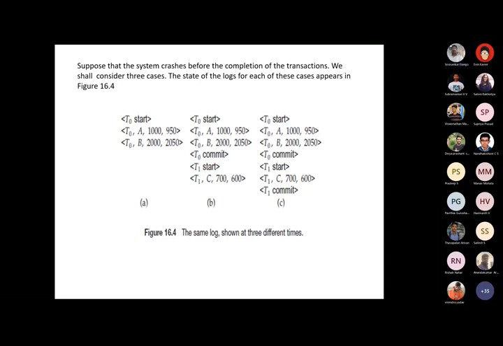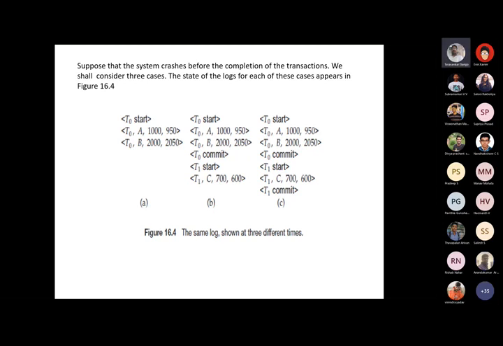In case A, whenever the system performs log based recovery, it scans the log records. It finds that there is a log record T0 start, however there is no T0 commit or T0 rollback. So we are going to do only the undo operation. Undo of transaction T0 is performed, and the values of accounts A, B, and C will be $1,000, $2,000, and $700 respectively.